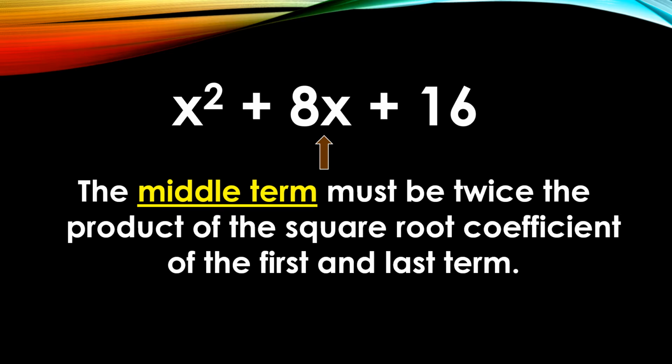Ang square root ni x squared is x. The square root of 16 is 4. Pag minultiply natin si x at saka si 4, that is 4x. Sabi dyan, twice the product. So, twice the 4x, that is equal to 8x. So, our example is an example of a perfect square trinomial.